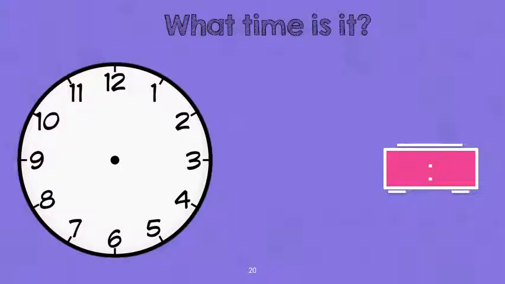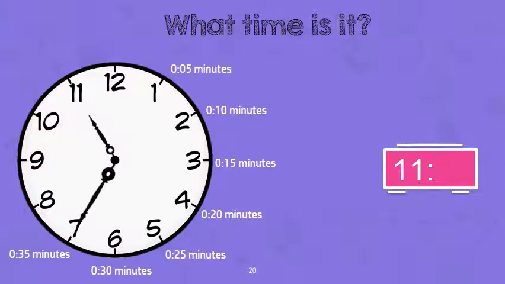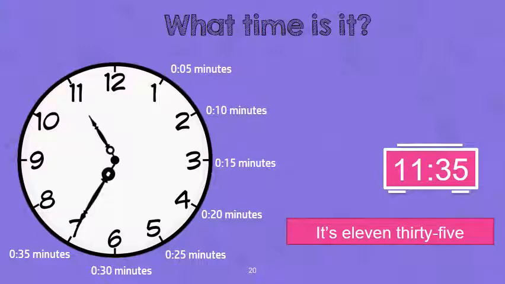Okay, now for this one, I'm going to put the small pointer on the 11. So the hour is 11. And the big pointer, I'm going to put on the 7. Now let's count the minutes. So we have 5, 10, 15, 20, 25, 30, and 35 minutes. So that means, what time is it? It's 11:35. Let's try another one.